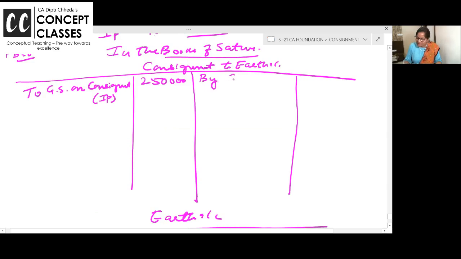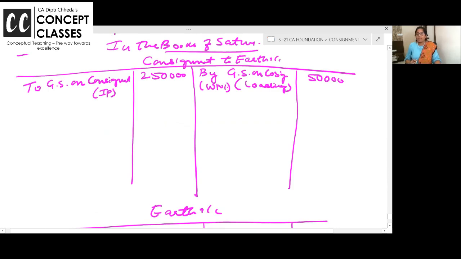Immediately, can we reverse the loading? Buy goods sent on consignment, 50,000 loading, reference number, working note 1. अच्छा है, क्लियर है या नहीं? Now, चलो next we will continue.